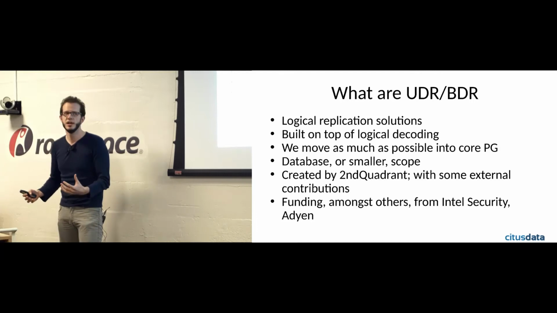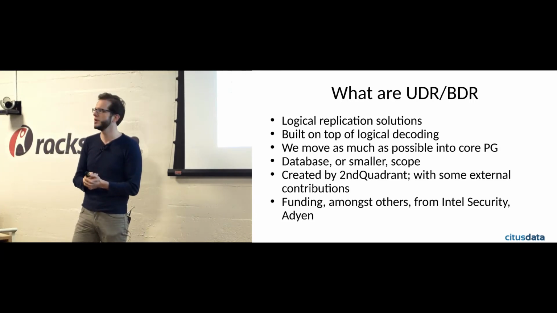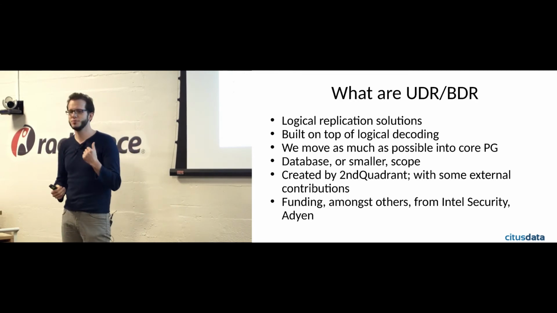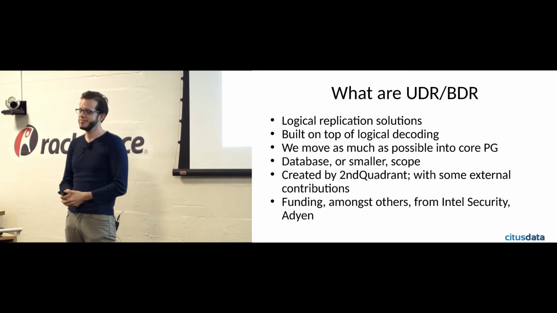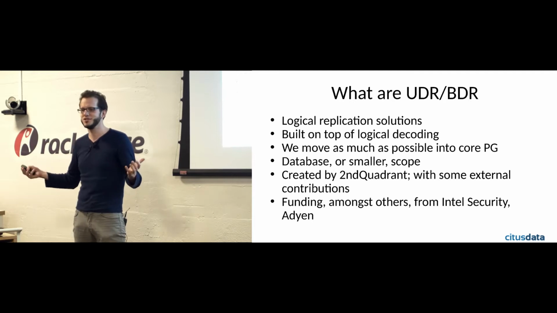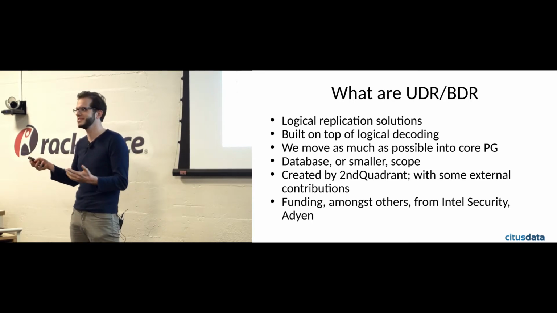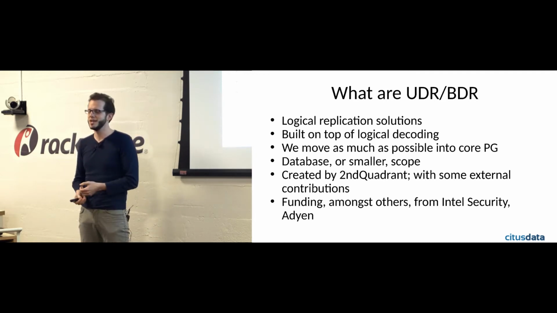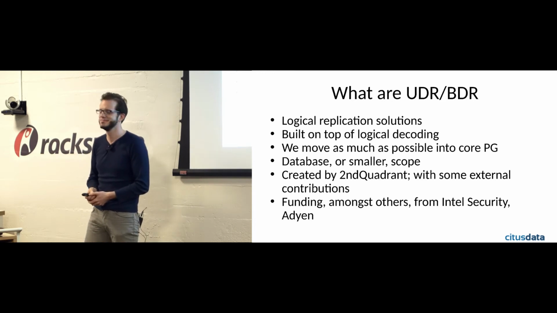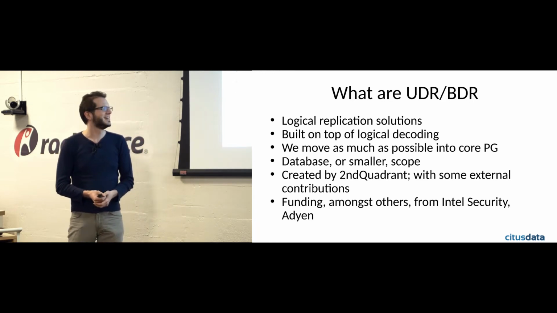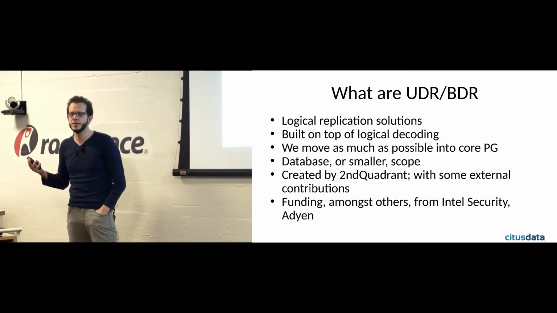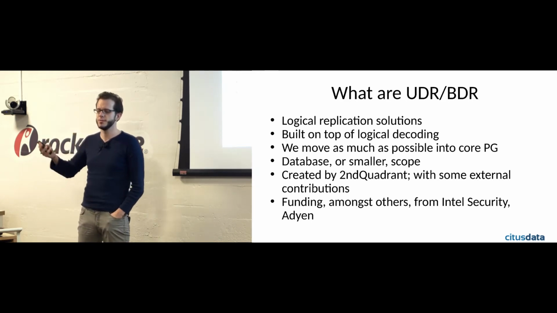So what we try to do now, or what we built on top of logical decoding, which is in 9.4, is a set of two replication solutions. It's UDR and BDR, and I'm to blame for those names, unfortunately. UDR stands for unidirectional replication, and BDR stands for bidirectional replication. Originally, that was just a working name, and somebody was supposed to come up with a better name, but apparently nobody did. And so we are here today.